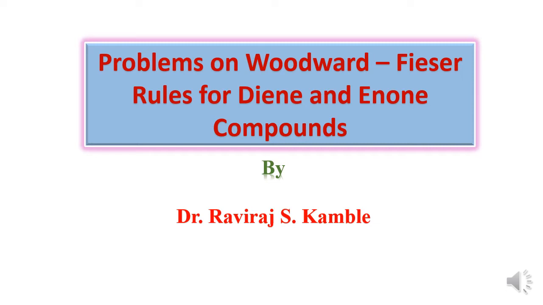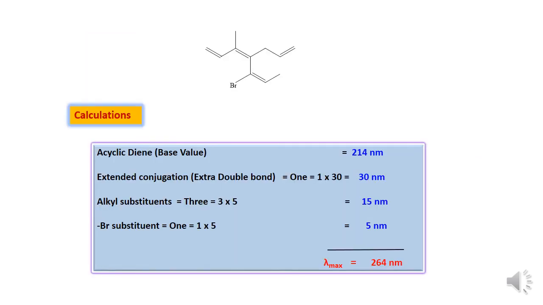Woodward-Fieser rules. In the last lecture, we have seen the details about the Woodward-Fieser rules and the terms and concepts involved in these rules. So now we will see the problems and how to calculate lambda max value using the Woodward-Fieser rules for diene and enone compounds. So this is the structure of the compound and we have to calculate lambda max value for this given structure.